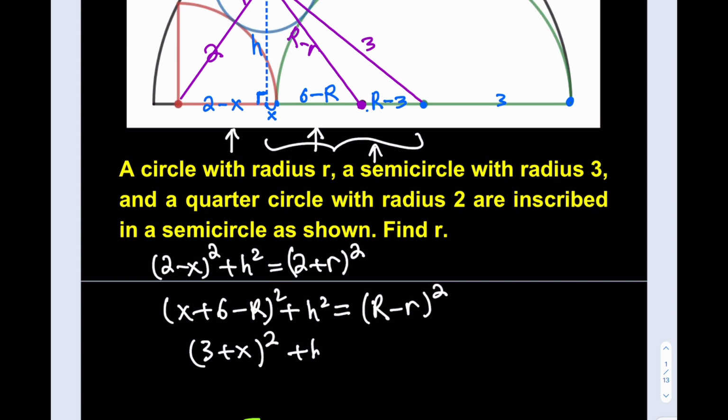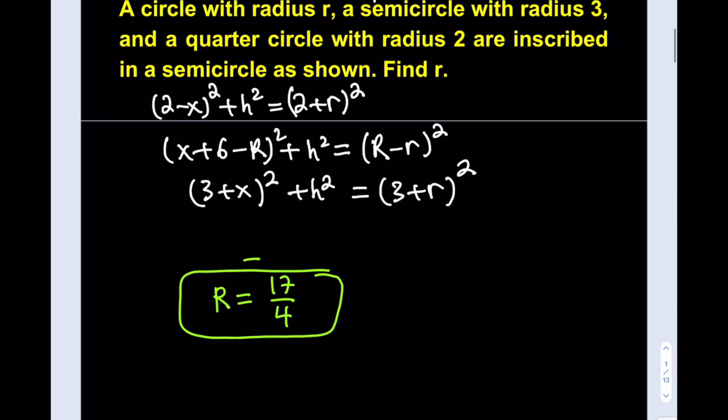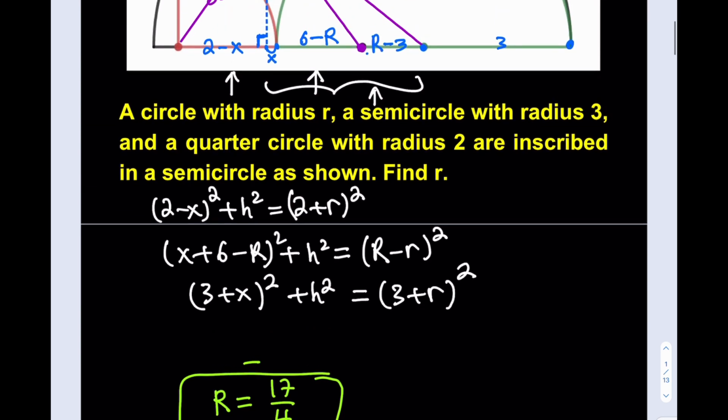So for all these triangles, they have a common height, which is good. And the hypotenuse is going to be 3 plus small r squared. Beautiful. So I have now 3 equations, and I should have 3 variables. But guess what? I know that the big R is 17 over 4. So what I can do is I can do the replacements. But let's simplify this as much as we can first. Then we can always do the replacement.